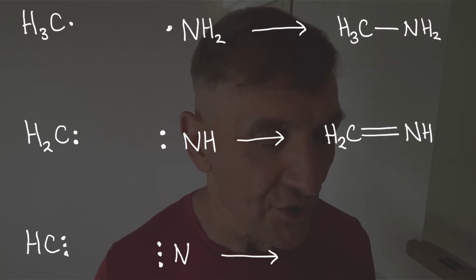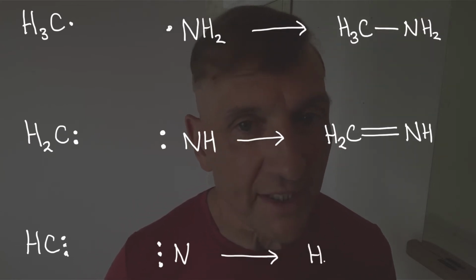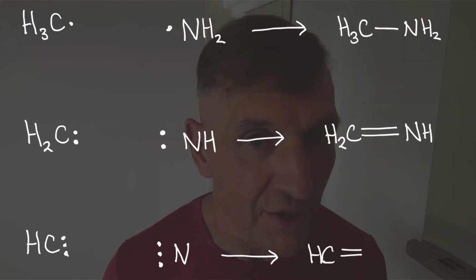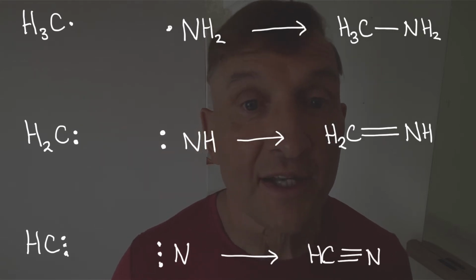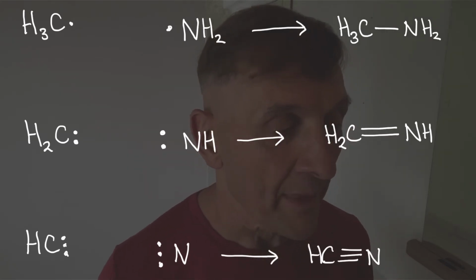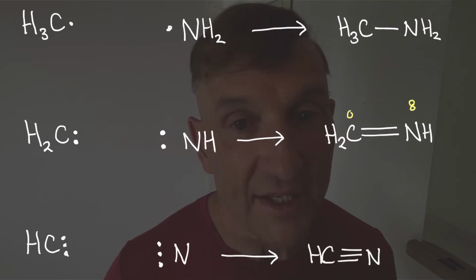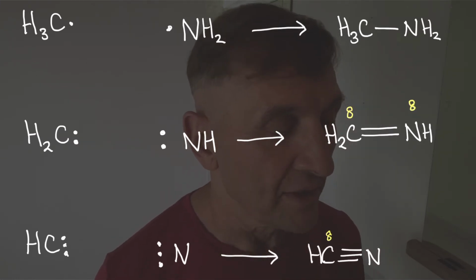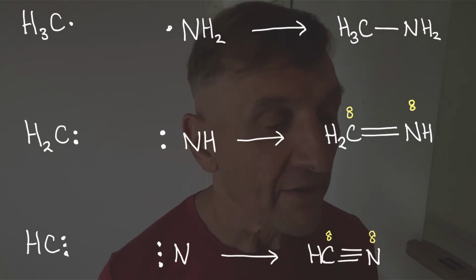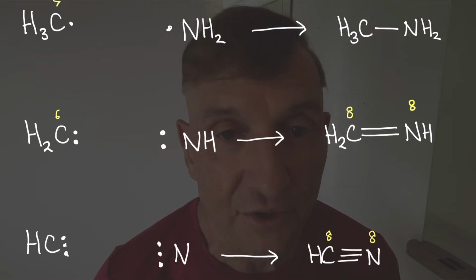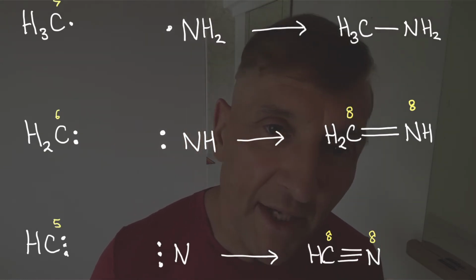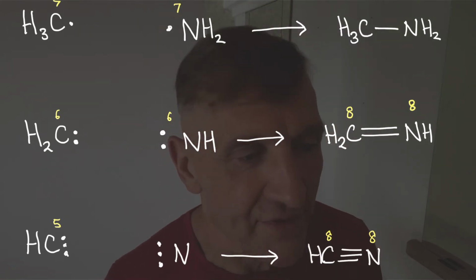If a CH wants to complete its octet with a nitrogen species, it could just use nitrogen. CH has 5 electrons, it needs 3 more. Nitrogen has 5 electrons, it needs 3 more. So put them together, they share 6 electrons, giving 3 bonds. Then the carbon has 8 electrons and the nitrogen has 8 electrons.